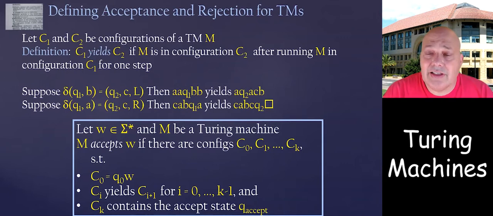Ci yields Ci plus 1. So from this configuration, you're going to move from C0 to C1, from C1 to C2, and so on. This holds for i equals 0 to k minus 1. And finally, Ck contains the accept state, Q accept. So somewhere within this configuration, you see Q accept, meaning that the Turing machine has accepted.